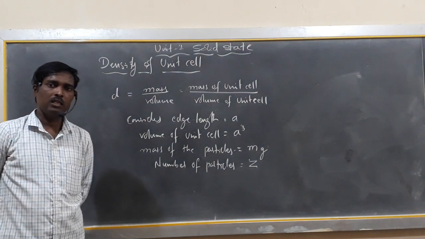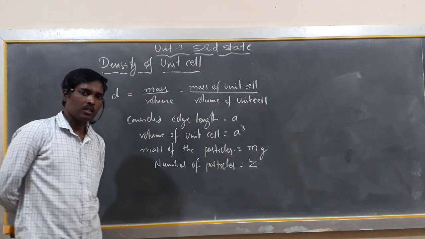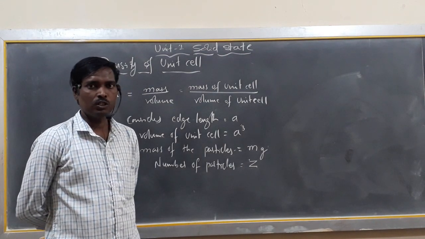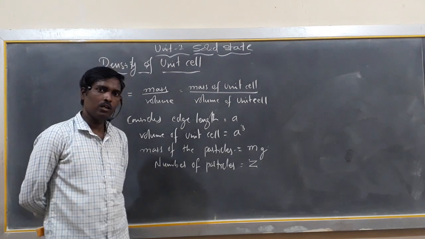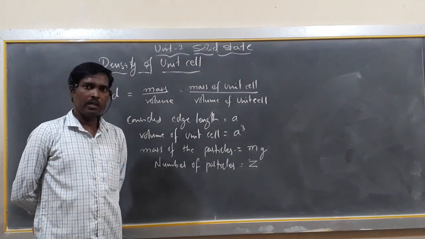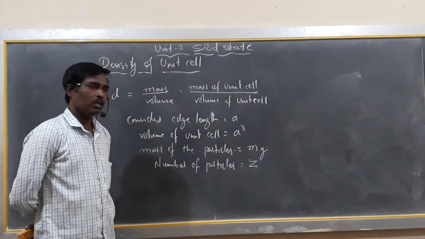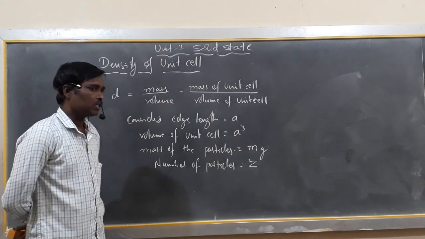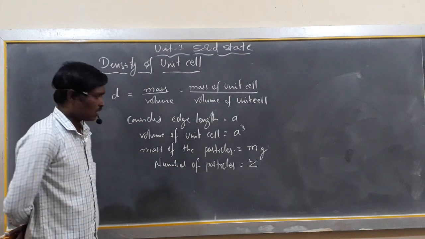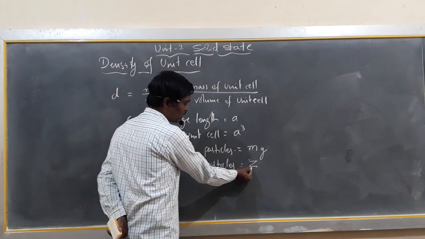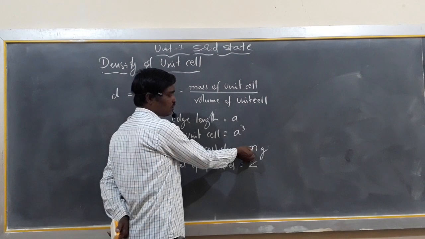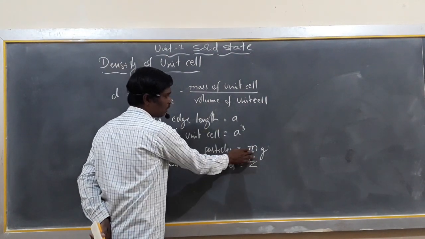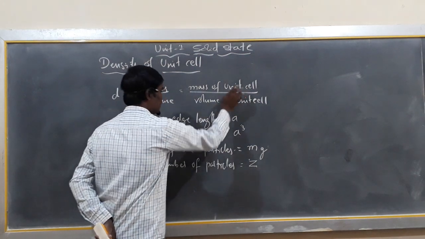If the unit cell is simple cubic, then the Z value is 1. If the unit cell is BCC, that is body centered cubic, then the Z value is 2. And in face centered cubic cell, the Z value is 4. We already calculated the number of particles present in these different types of unit cells. If I multiply the number of particles with the mass of each particle, I get the mass of the unit cell.